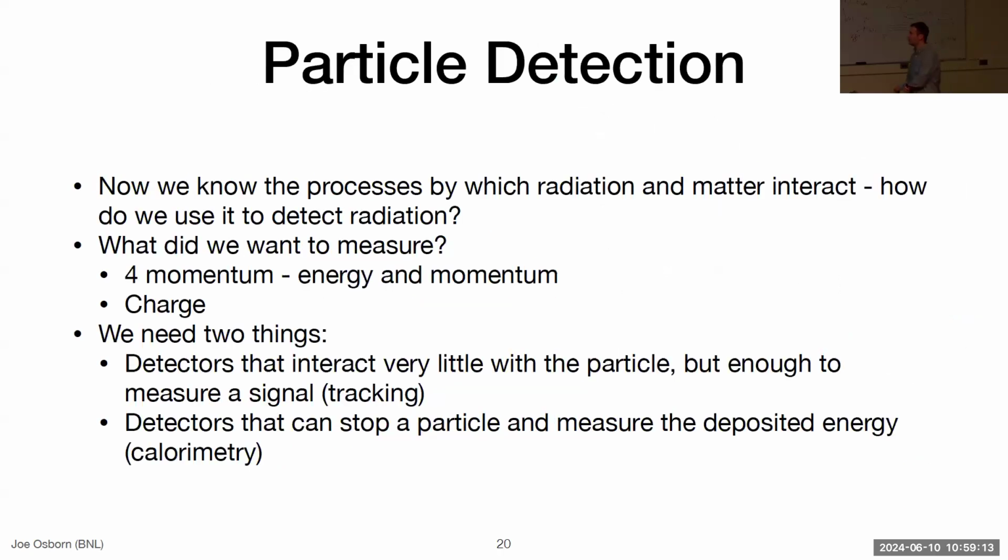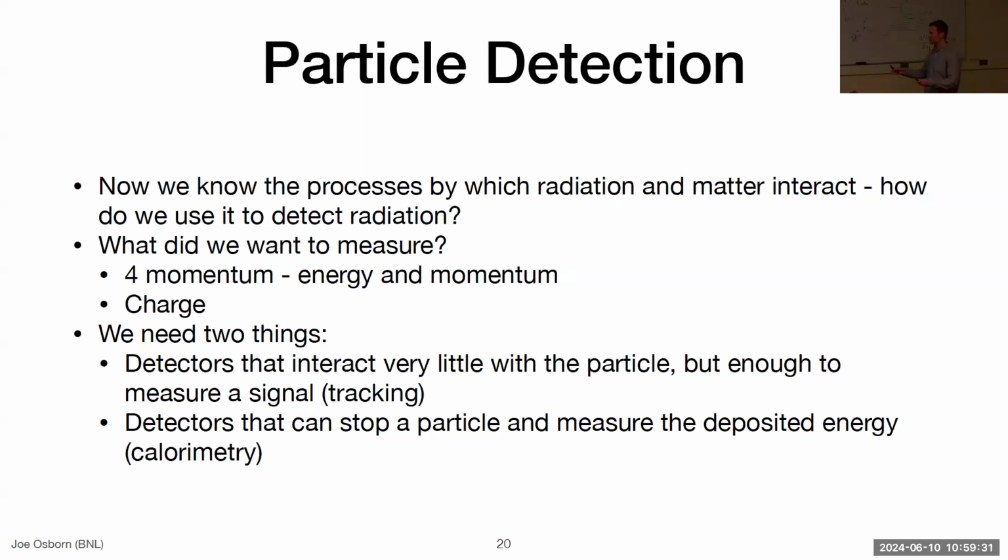Okay, so now we know the processes by which radiation and matter interact. So how do we use it to detect other radiation, other particles from our process? As a reminder, what did we actually want to measure? We wanted to measure something like the forward momentum and the charge of the particle.